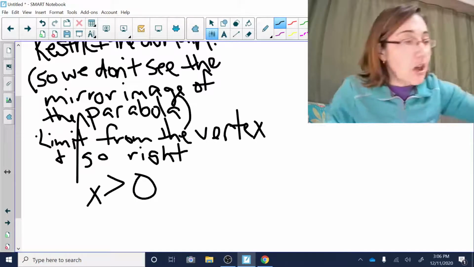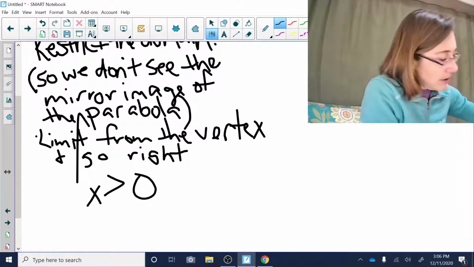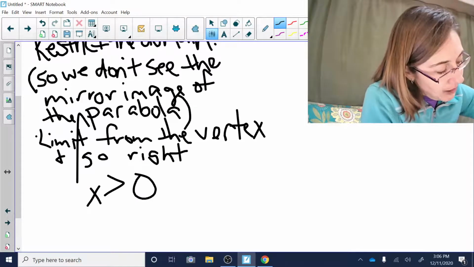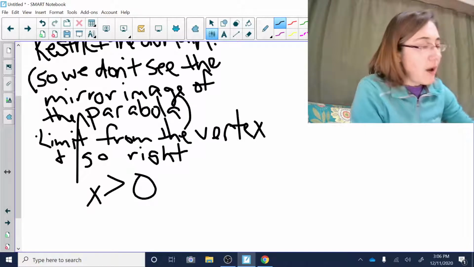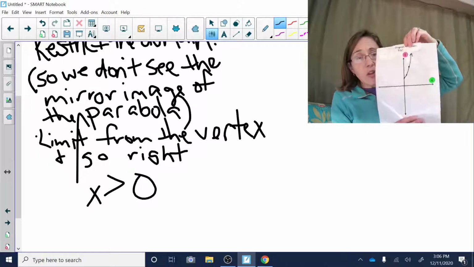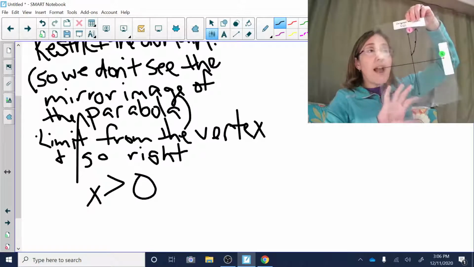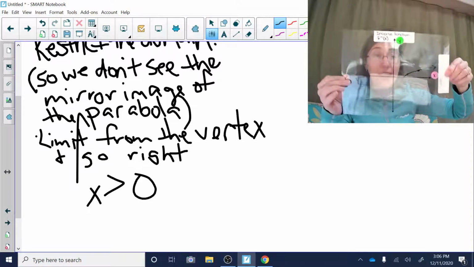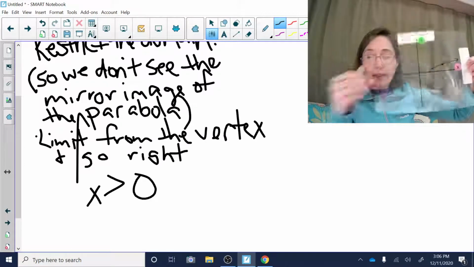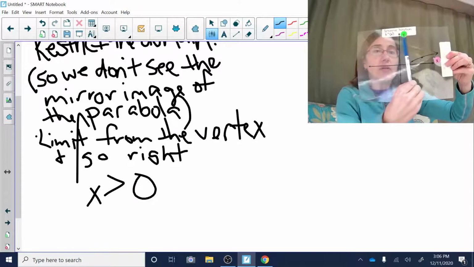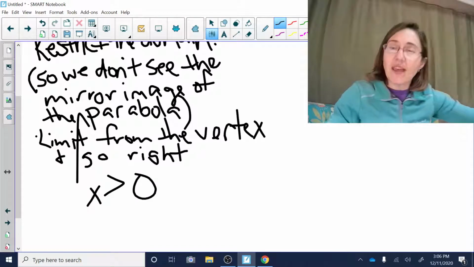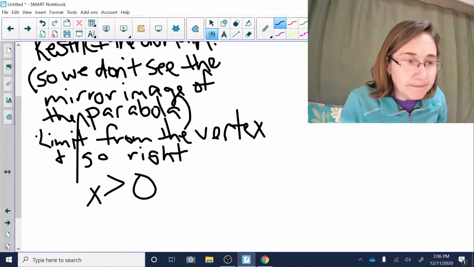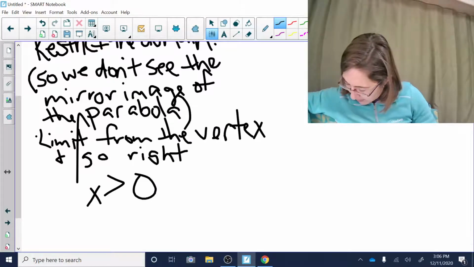Okay, so I'm going to erase this other part of my parabola. So I'm going to limit the domain on the original so that I can do the flip and get a function, okay? It's now a function because now when I run my pen across it, each input only has one output. So that's good news there.